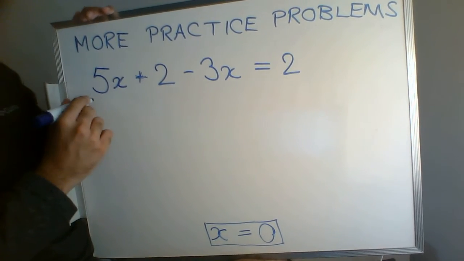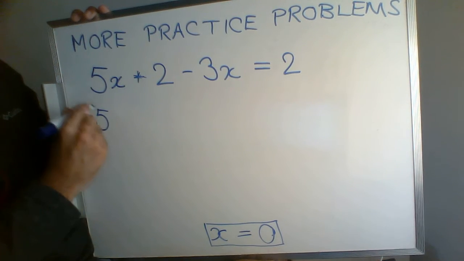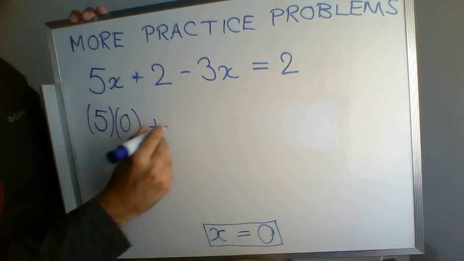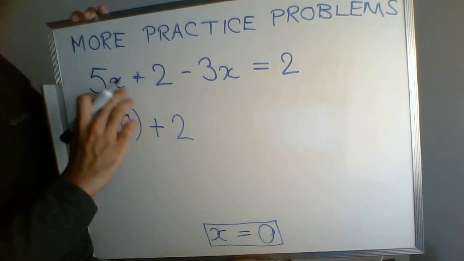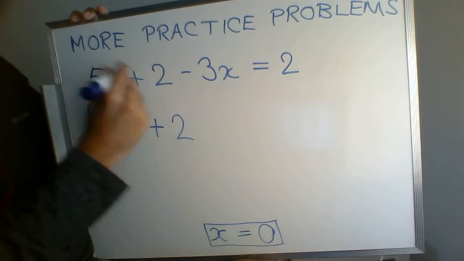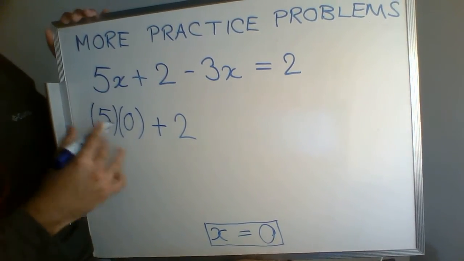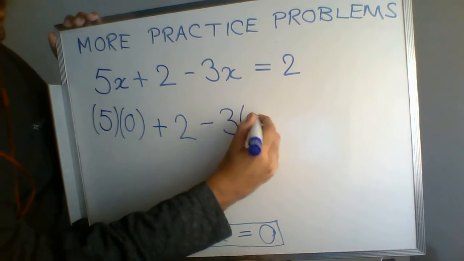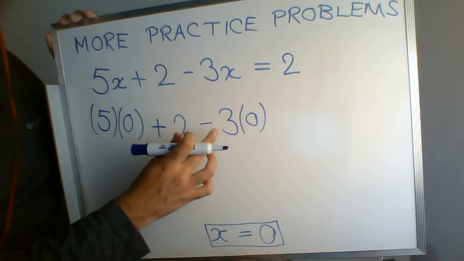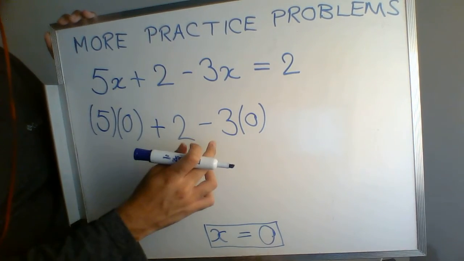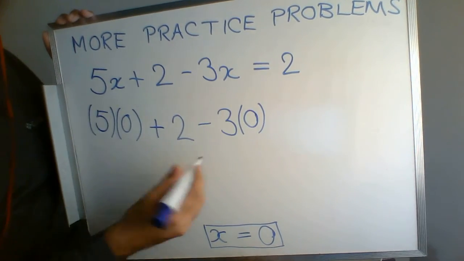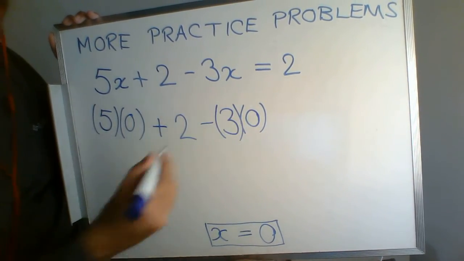So then up here, our first term ends up being 5 times 0. Then we've got plus 2. That's an addition sign, not a multiplication sign or a star or anything. So we've got 5 times 0 plus 2 minus 3 times 0. If you see brackets around one of the numbers but not the other one, that still means multiplication. So this is the same thing as this.